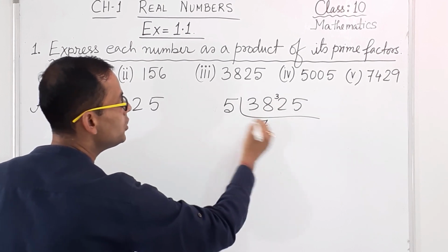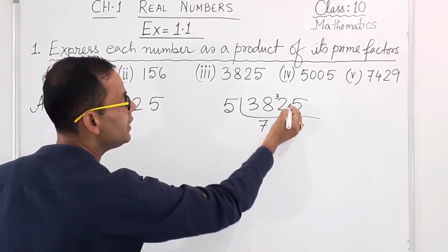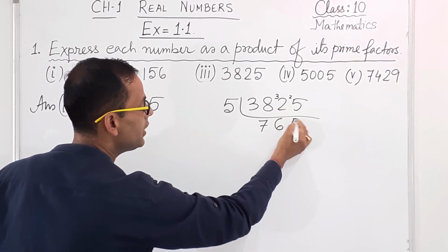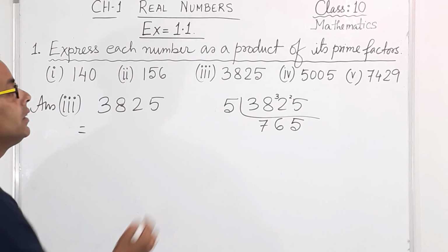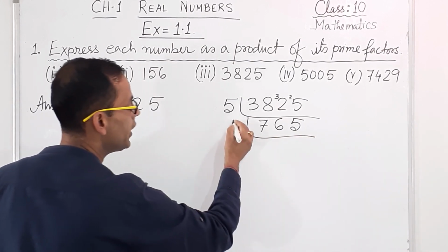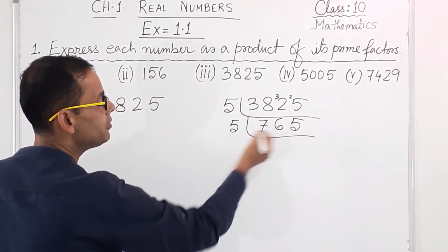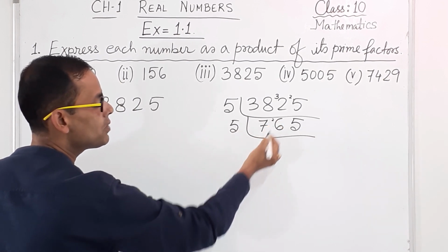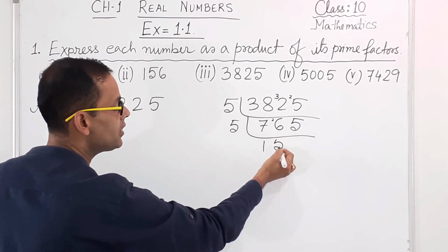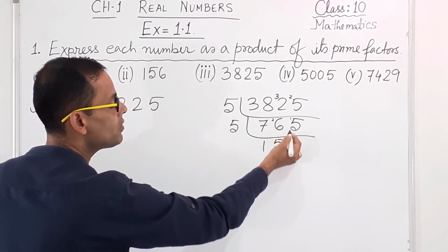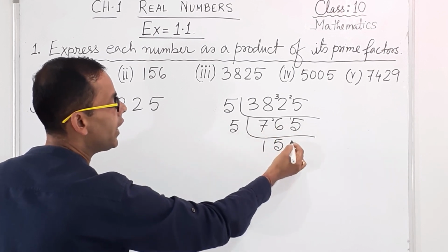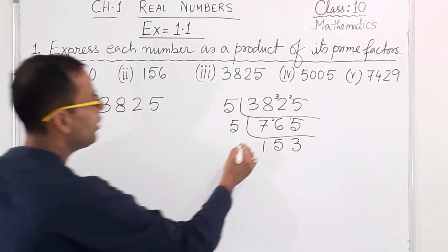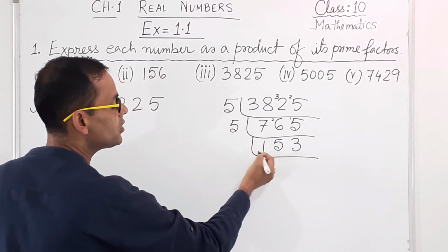So now 32, 5 6s are 30. Then here 2 comes. So 25, 5 5s are 25. Clear? Now again it will go with 5 because the last digit is 5. So 5 1s are 5. Then here 2 comes extra. 26, 5 5s are 25. Then 1 comes extra. So 5 3s are 15. Clear? Now after 5 I can go with this one, 153.